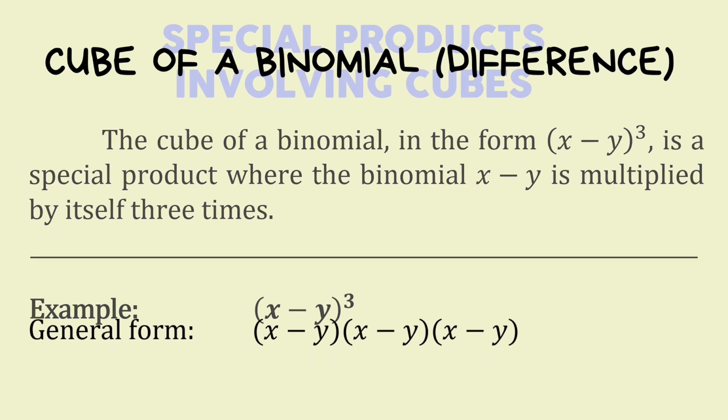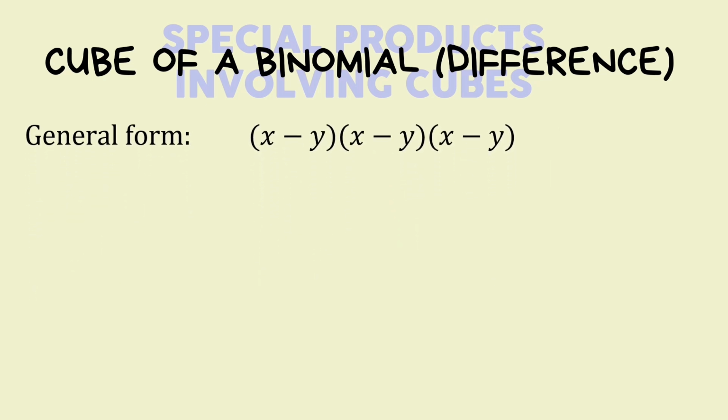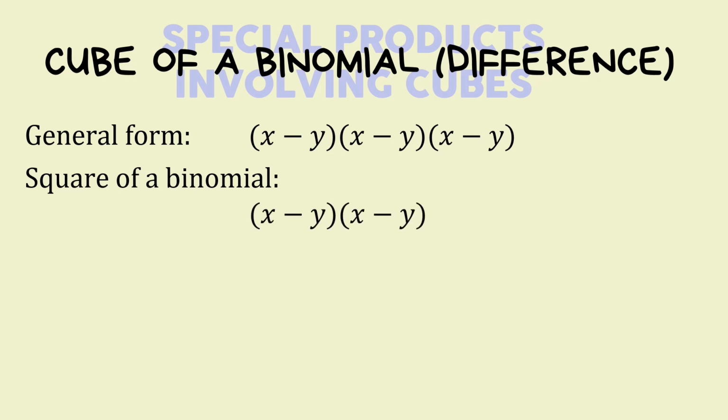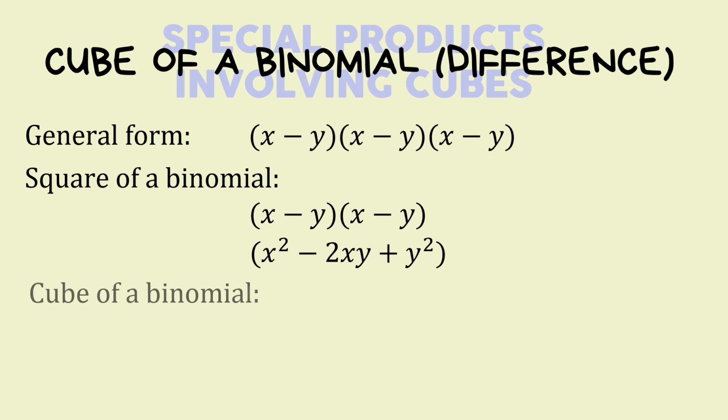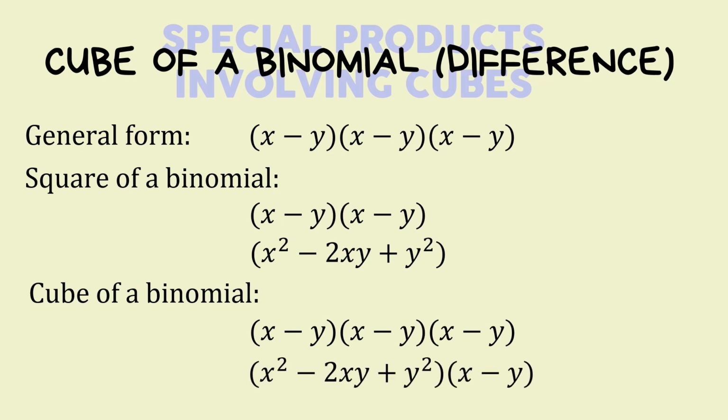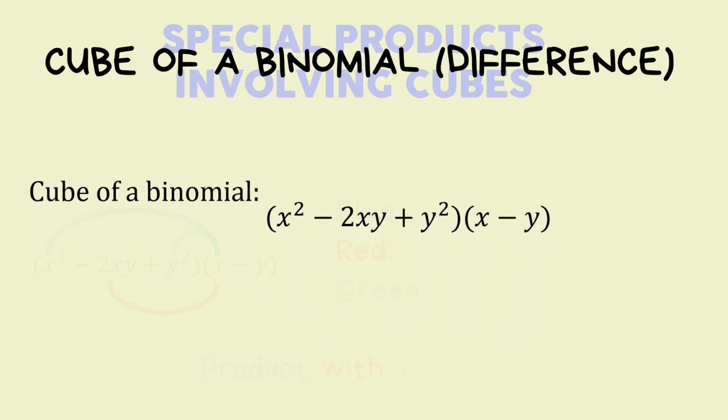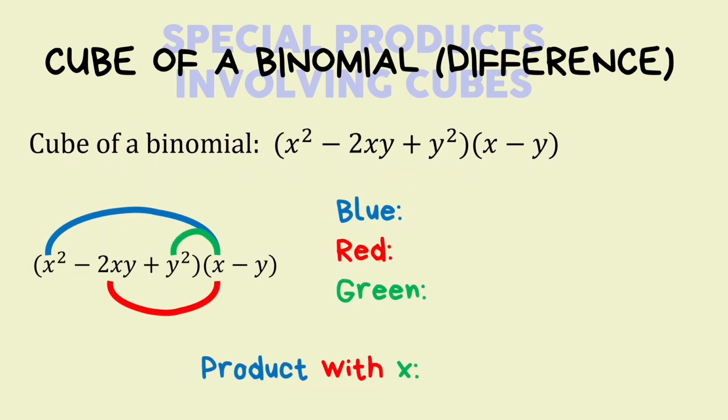We have already evaluated the square of a binomial, which is equal to x squared minus 2xy plus y squared. If we were to expand this to a cube, we just have to multiply x minus y into this trinomial. By doing so, we have to use the distributive law once more to expand this. Similar to the process of the cube of a sum, we have to multiply them individually.